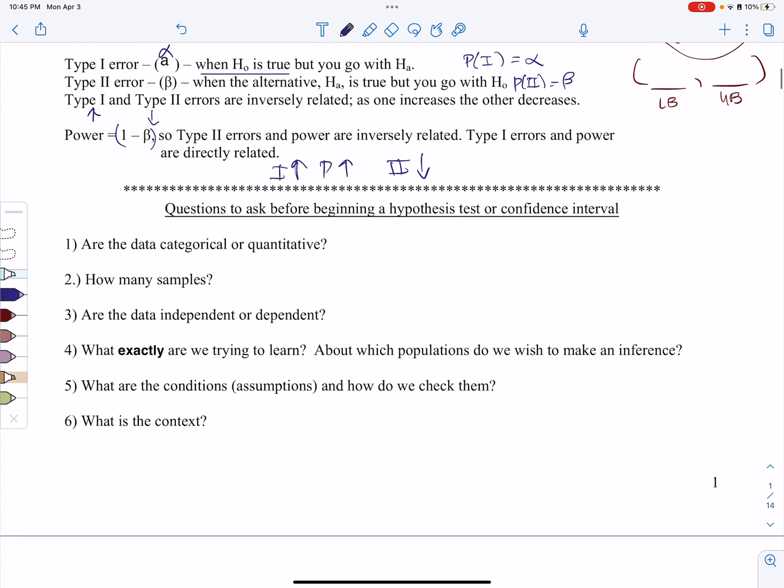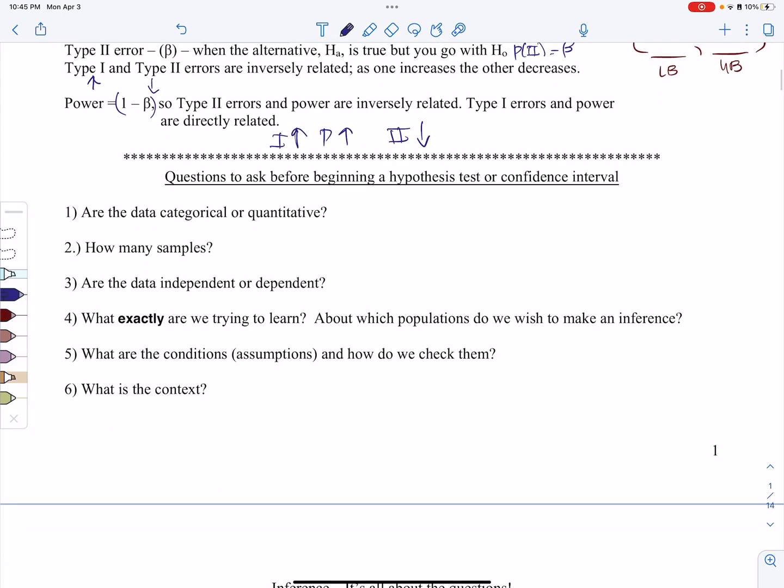So here we go. The biggest thing with hypothesis tests and confidence intervals on your calculator, I've given you a grade on all the tabs, I've given you each hypothesis test on each one. So the biggest thing is identifying it and knowing what the H0 and the Ha is. So here are some questions that you're going to be asking. Is it categorical or quantitative, and why is that important?